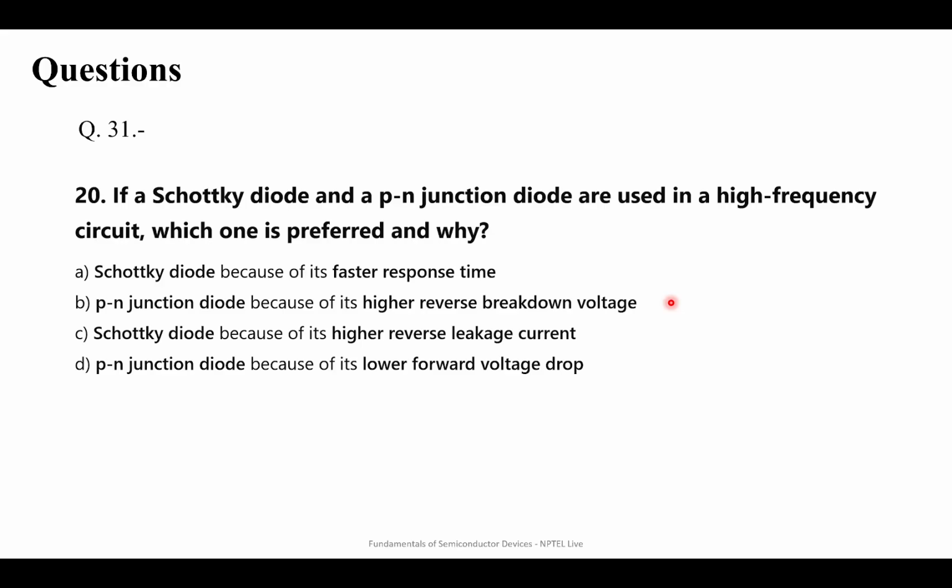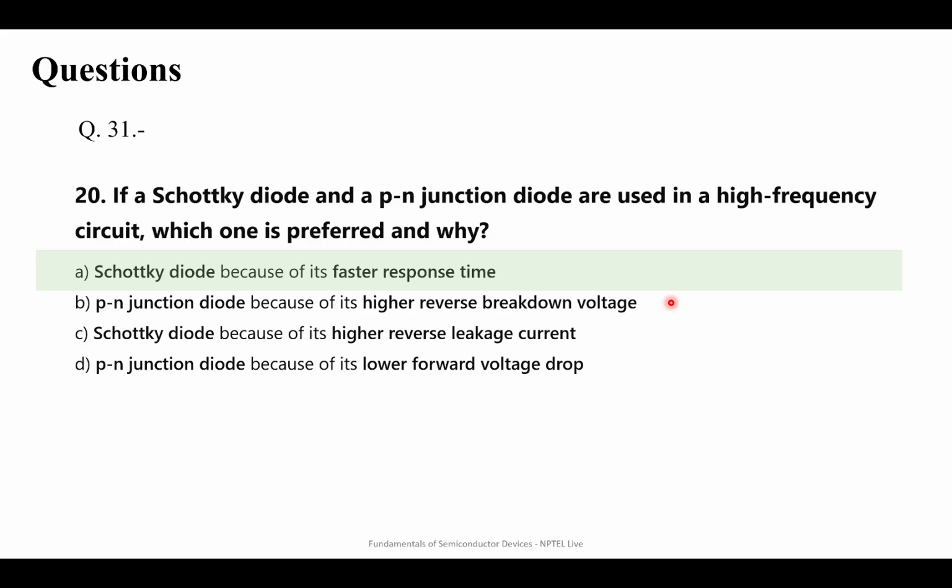If a Schottky diode and a PN junction diode are used in a high frequency circuit, which one is preferred and why? Schottky diode because of its faster response time, PN junction diode because of its higher reverse breakdown voltage, Schottky diode because of its higher reverse leakage current, PN junction diode because of its lower forward voltage drop. A and C, sir. So the answer to this would be A.